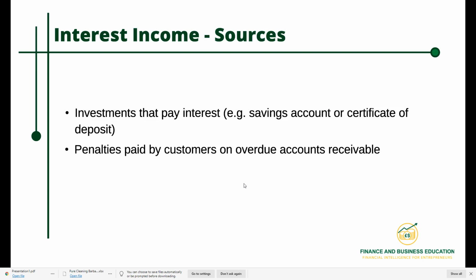Investments that pay interest are more like savings accounts, CDs, or, as we said, bonds. Also, you can charge interest as well. You can charge interest on customers. Sometimes, like the Inland Revenue, the government actually charges people interest if they have late payments. You can do the same on your customers, and that becomes interest income.